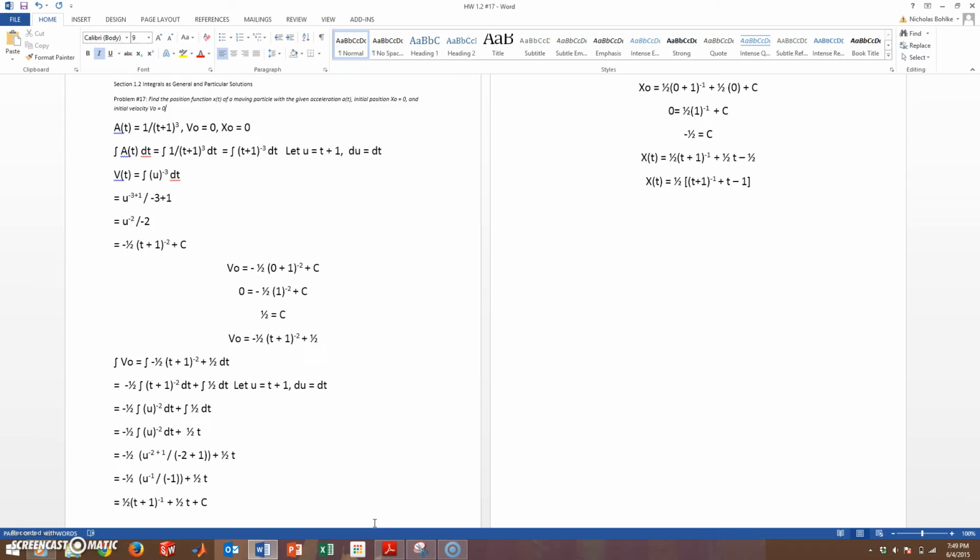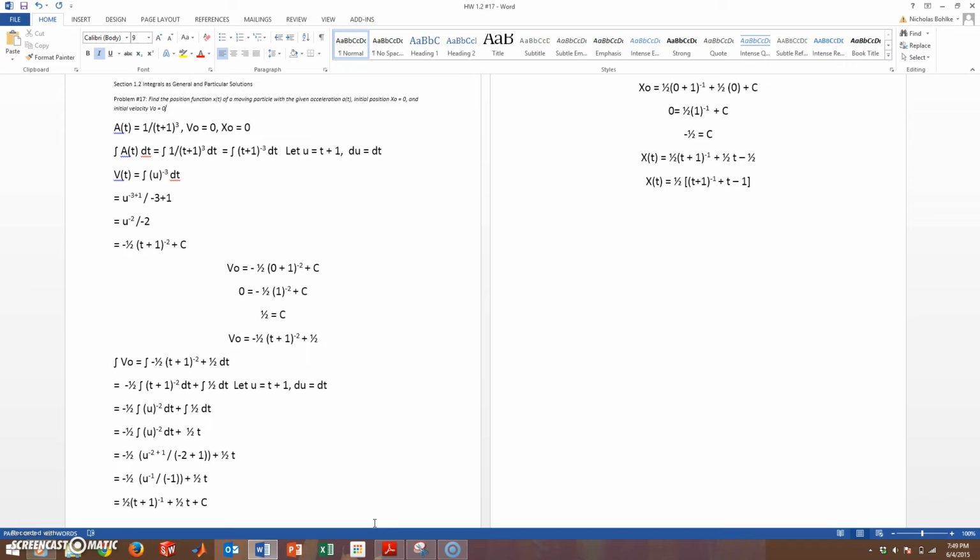I was assigned section 1.2, problem number 17. The problem is to find the position function x of t of a moving particle with the given acceleration a sub t, with an initial position x of 0 equals 0 and initial velocity v sub 0 equals 0. So the acceleration is a sub t equals 1 over the quantity t plus 1 cubed, where v sub 0 equals 0 and x sub 0 equals 0.